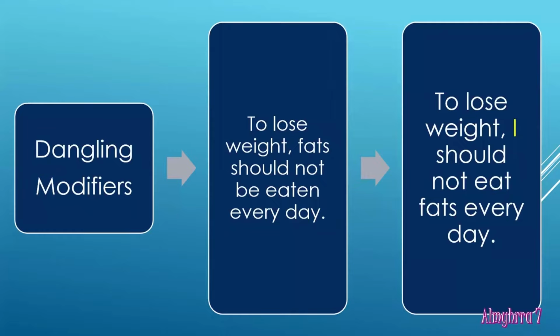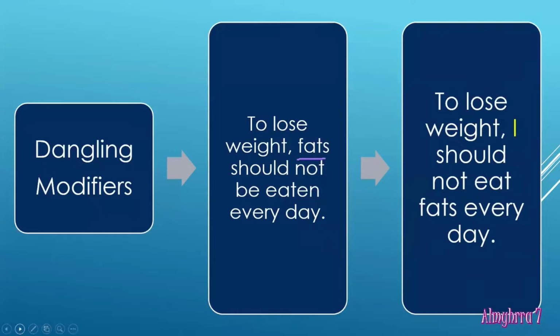Now, this happens also when the main sentence is in the passive voice. So this one is the passive voice, and you have there the introductory modifier, an infinitive phrase to be specific. Now we change this main sentence into an active voice to correct the dangling modifier. So that's one way of doing it.